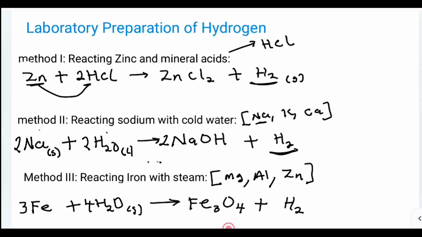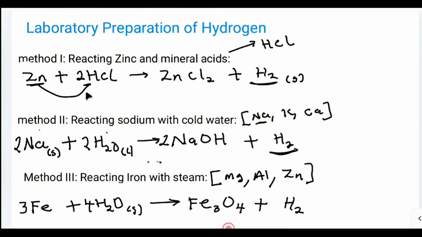Reaction between zinc and mineral acids. Reacting sodium with cold water. If you don't use sodium, you can use potassium or calcium. Reacting iron with steam. If you don't use iron, you can use magnesium, aluminum, or zinc.